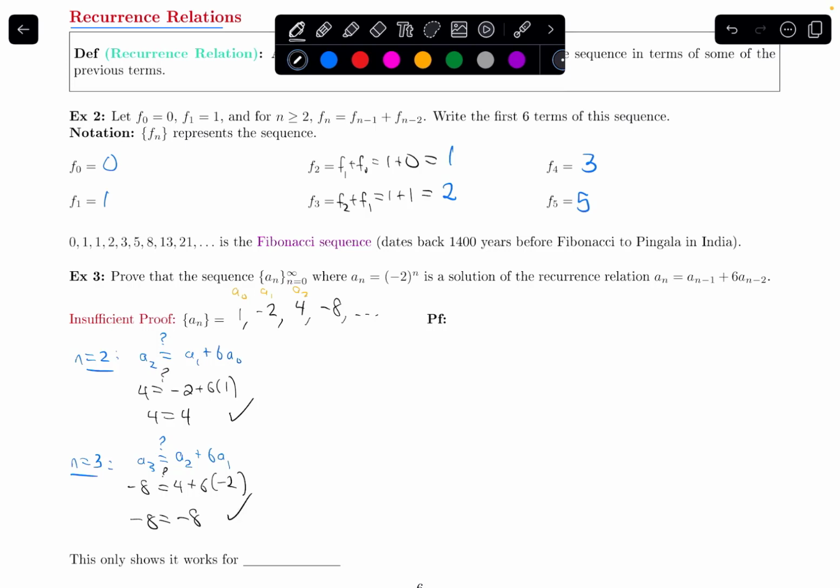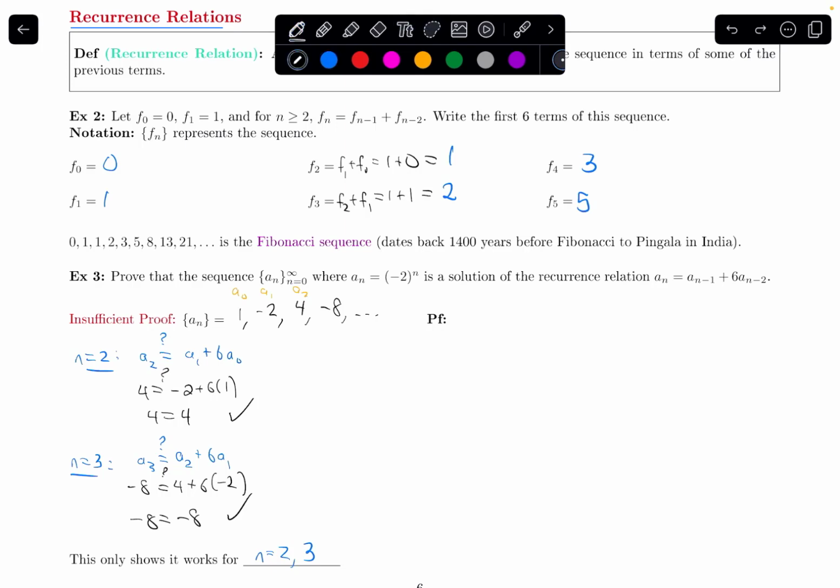But unfortunately, this only shows that it's worked for 2 and 3. I could keep going like this and try 4 and 5 and 6 and so on, but there are infinitely many terms in that sequence. So if I go about it like this, it's going to take me forever to check all of these. So I want a more succinct way of doing this. Let's talk about how we actually prove this.